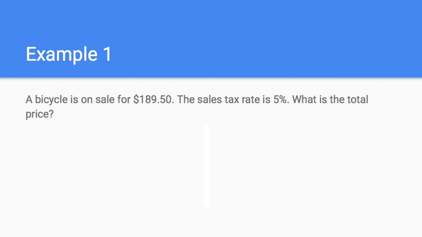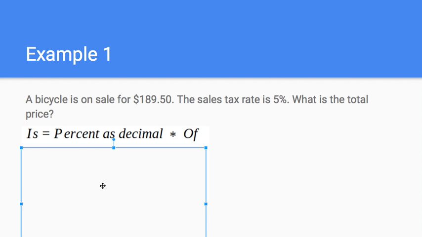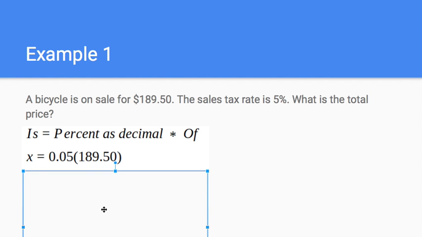Here's example number 1. A bicycle is on sale for $189.50. The sales tax rate is 5%. What is the total price? Now, in this case, I have the total cost of the bicycle, and I have the percentage of sales tax. To calculate it, all I have to do is multiply. This is just like the percent equation we were working on. So x is equal to the percent as a decimal times of. That same thing. So x is equal to 5% is 0.05 times 189.50.